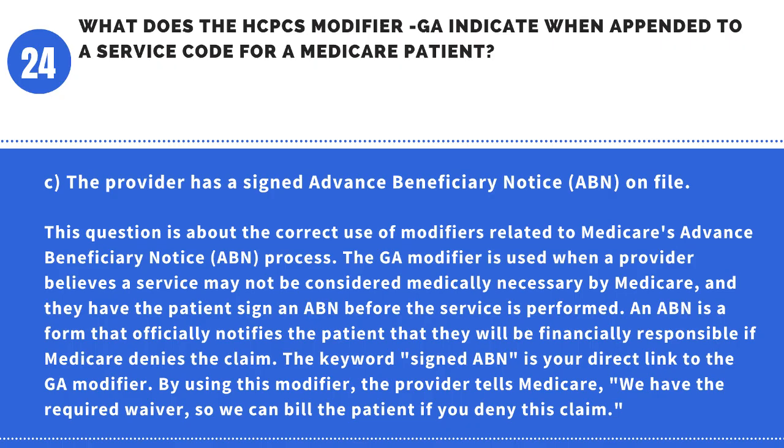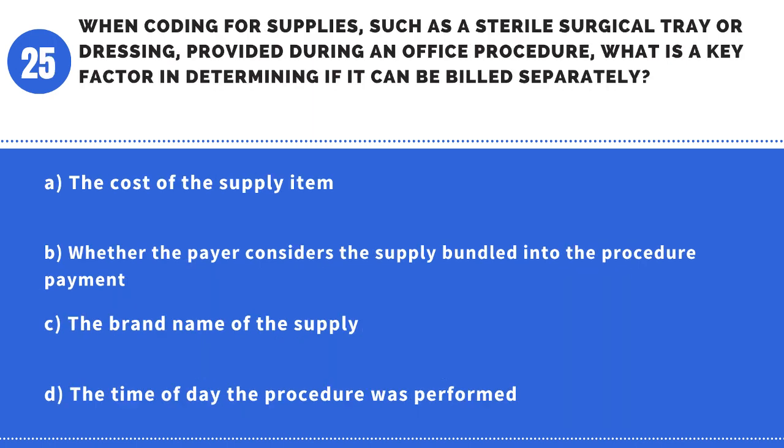This question is about the correct use of modifiers related to Medicare's advance beneficiary notice, ABN, process. The GA modifier is used when a provider believes a service may not be considered medically necessary by Medicare and they have the patient sign an ABN before the service is performed. An ABN is a form that officially notifies the patient that they will be financially responsible if Medicare denies the claim. The keyword signed ABN is your direct link to the GA modifier. By using this modifier, the provider tells Medicare, "We have the required waiver, so we can bill the patient if you deny this claim."